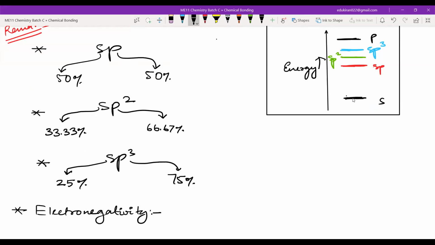Now, if sp has the highest s character, that means the electron present in sp will be nearest to the nucleus. Yes or no? Because it has the most s character, right? Now, if something is near to the nucleus, it faces a greater attraction from the nucleus. So the pull on the electron will be high in sp. That's what electronegativity is: the tendency to pull electrons in a bond pair, right?